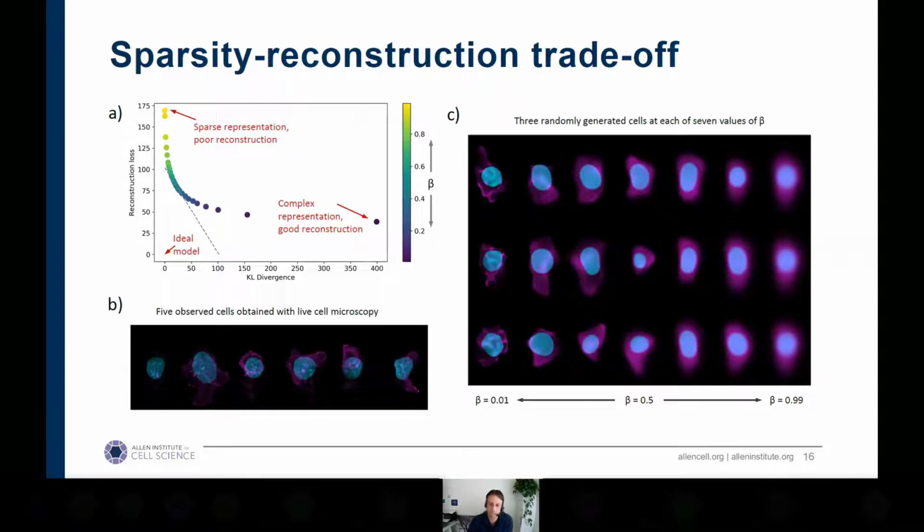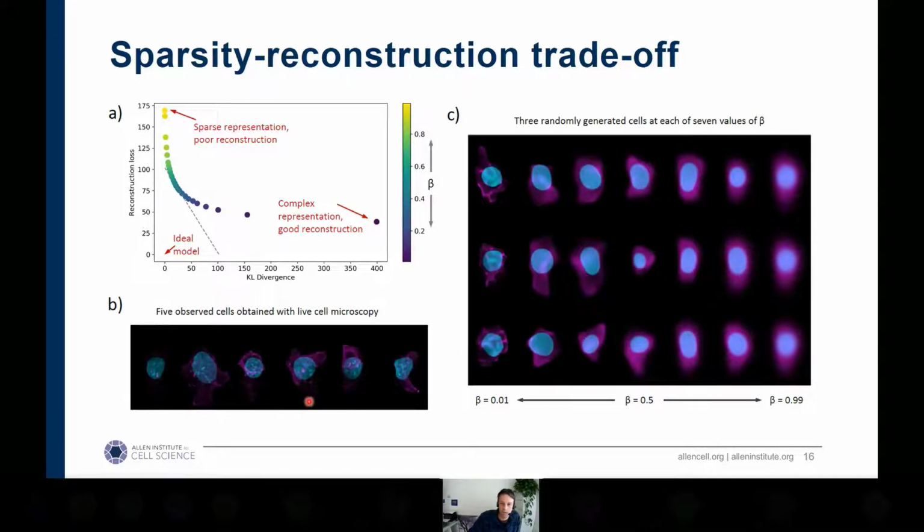So we can tune beta, and we did this for two-dimensional models. Each point that you see in this particular plot is another model that we trained, in this case not on three-dimensional images, but on two-dimensional max projection images. Large values of beta favor sparse representation, but lead to poor reconstruction, whereas smaller values of beta means a complex representation and often a good reconstruction.